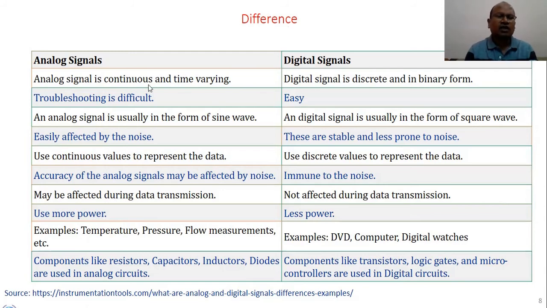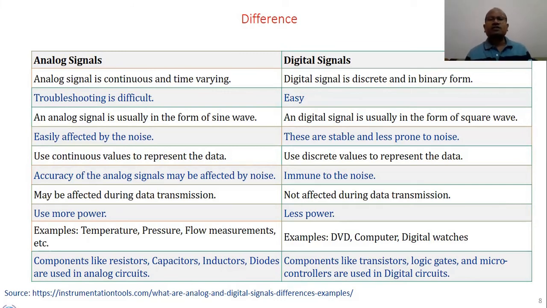Analog signal, as we have seen, is continuous and time varying. Digital signal is discrete and in binary form. It is not time varying, but it is always in binary form. Digital signals will always be in the form of zeros and ones. When we want to troubleshoot, if there is a problem suddenly in analog communication, it's very difficult, but troubleshooting is very easy in digital signal transmission. An analog signal is usually in the form of a sine wave, and a digital signal is in the form of a square wave.